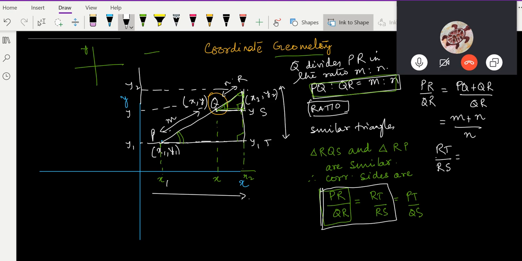RT is this height. It's the x2, not x2 xy, not minus. This is vertical, right? Vertical is y, horizontal is x. So RT is y2 minus y1, the whole thing minus this small thing. What is RS?